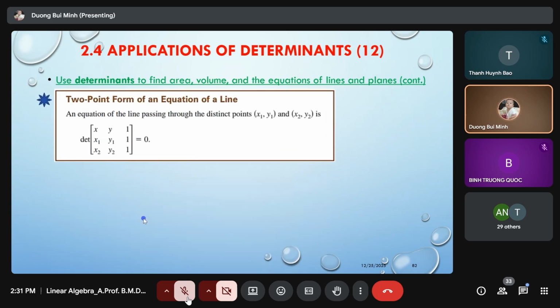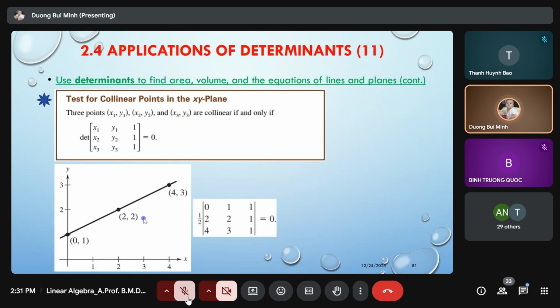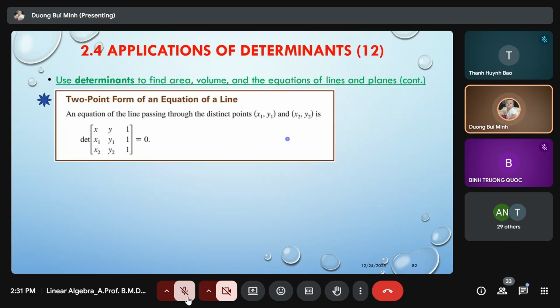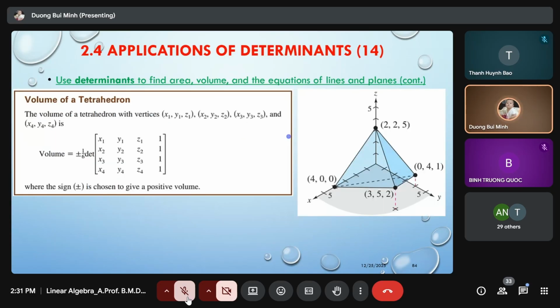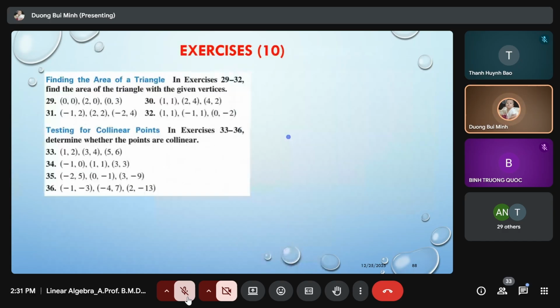Test for collinear points in the xy plane. This is the application. We have collinear points. When you study machine learning, we will study what collinear points are. So this is for your reference. We finished lecture 2.